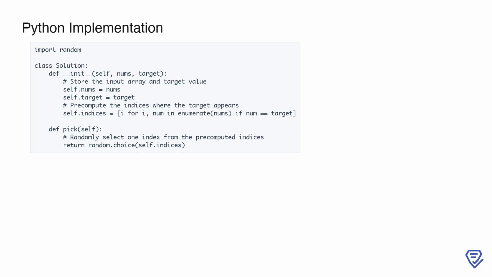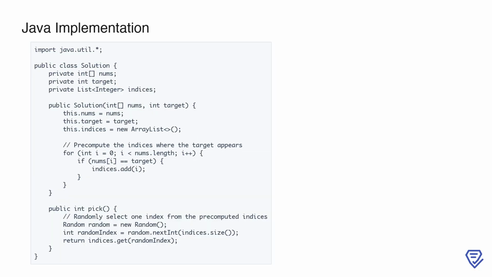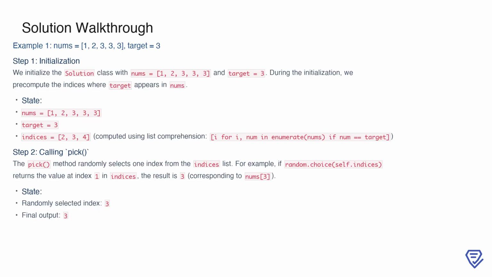This is the Java implementation for LeetCode problem number 398, Random Pick Index. The logic mirrors the Python implementation. The constructor initializes the input array, target value, and pre-computes the indices of the target in the array using an ArrayList. The pick method uses Java's Random class to select a random index from the pre-computed indices. Notable differences from Python include explicit type declarations, the use of ArrayList for dynamic storage, and the Random class for random number generation.